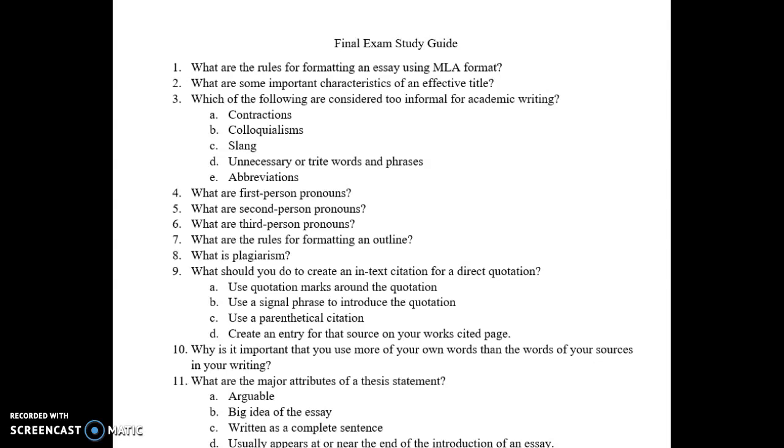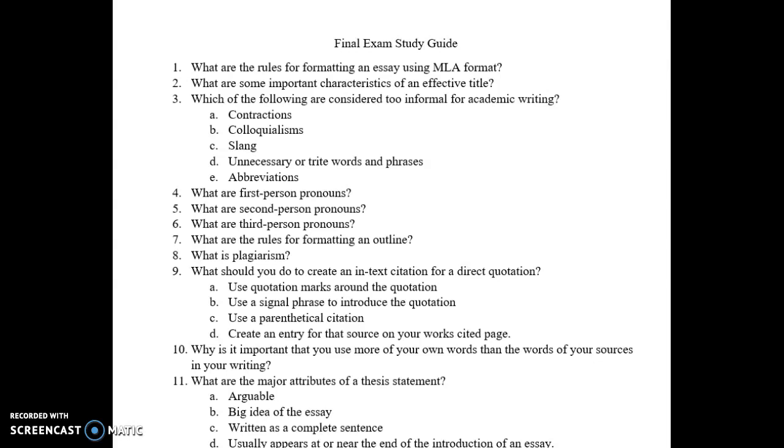Abbreviations should be avoided in academic writing. You should use third-person pronouns. First-person pronouns are appropriate for narrative essays, which we wrote a narrative essay in our class. But for the most part in academic writing, you want to stick with third-person pronouns. You need to be familiar with those. Look that up if you need a refresher.